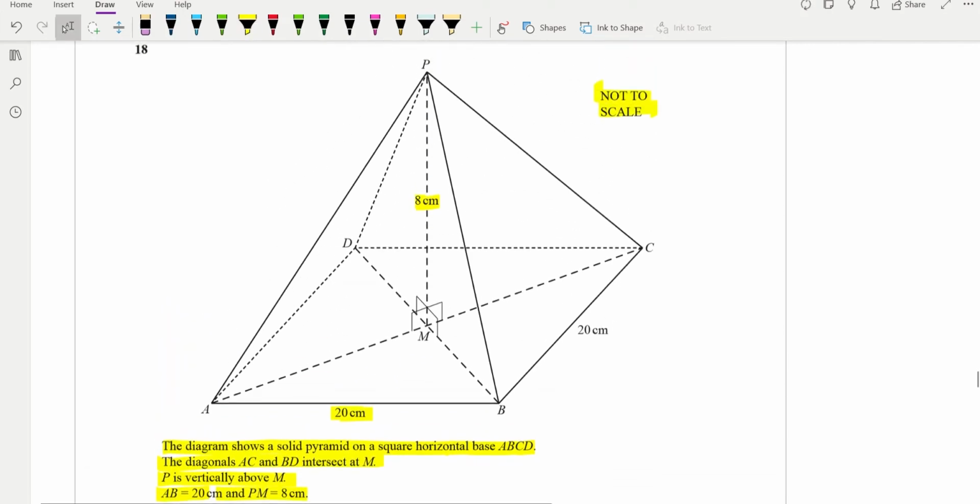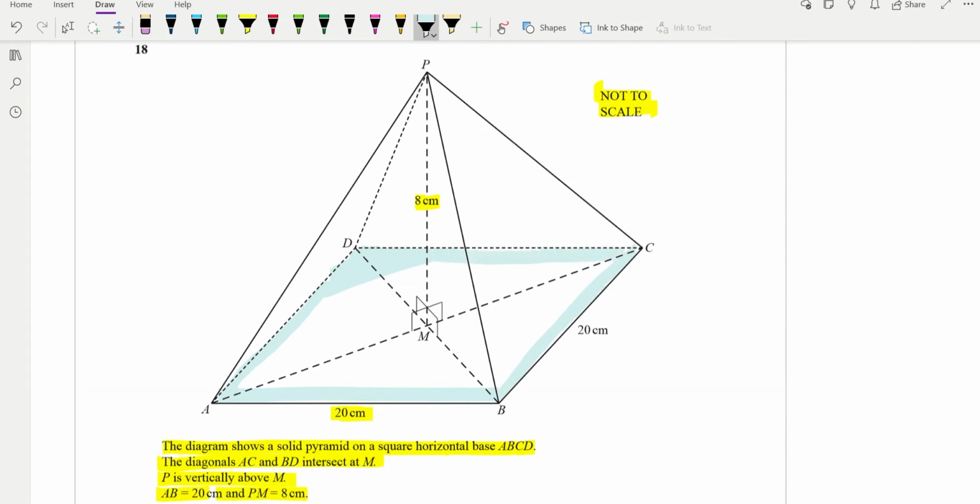Now to check the total surface area of the pyramid, what we will do, first of all, is check the area of the base. So this is the base, and we will check the area of the base.